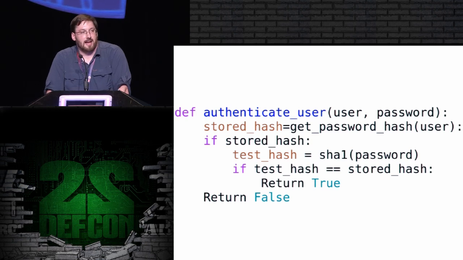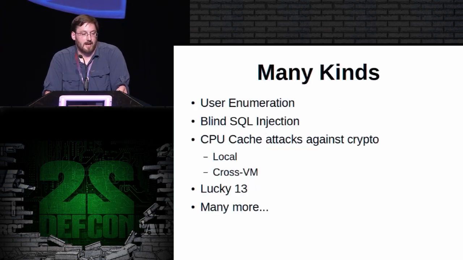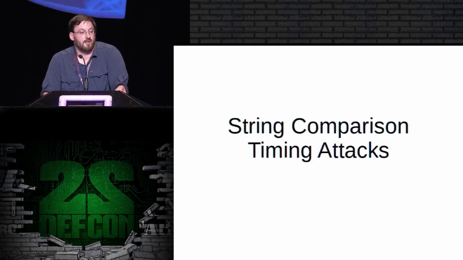The obvious timing attack here is that if the user doesn't exist in the database, this will take a lot less time to run. So an attacker can use this kind of workflow to guess a bunch of users in the database, and use that to accelerate their attacks. That's not the kind of timing attack we're talking about today. There are lots of other kinds as well. You've got blind SQL injection. You've got CPU timing cache attacks. What we're talking about today is string comparison timing attacks.